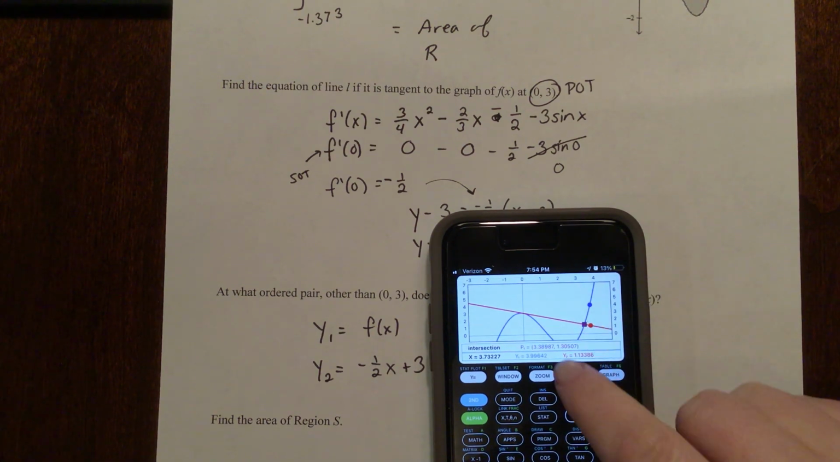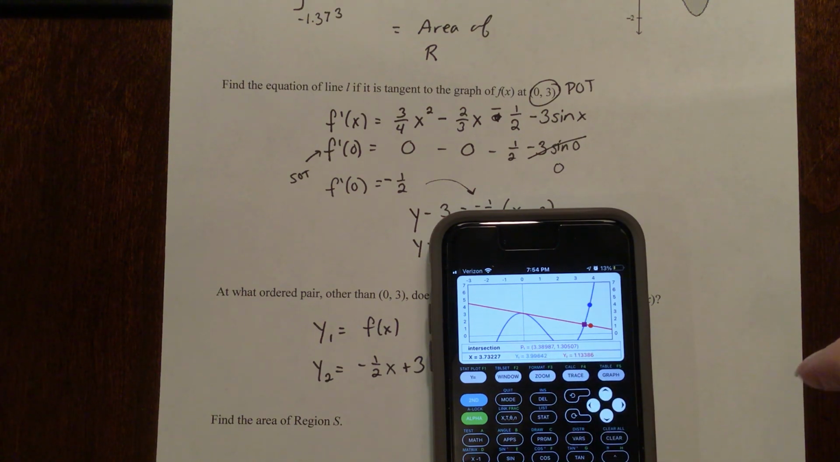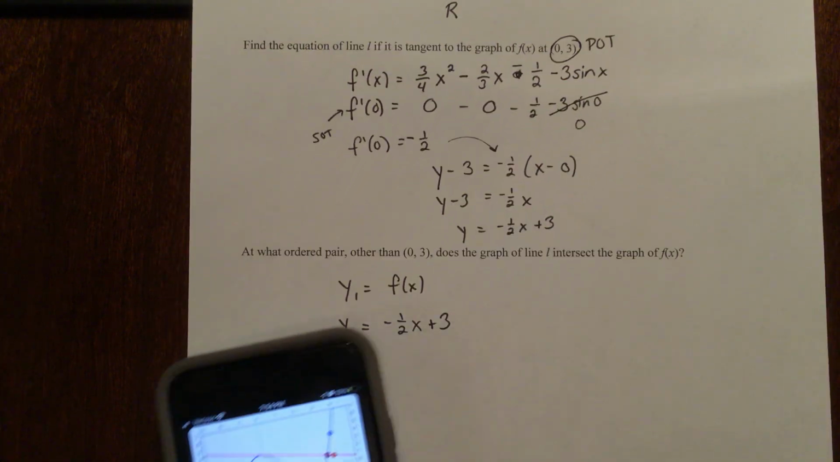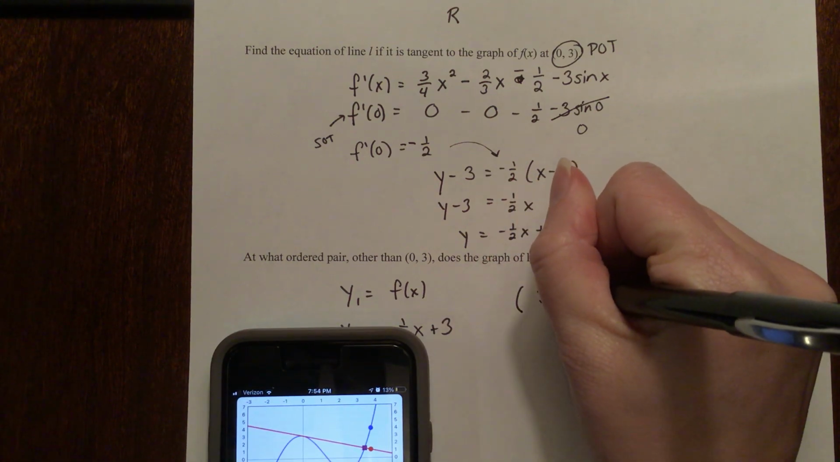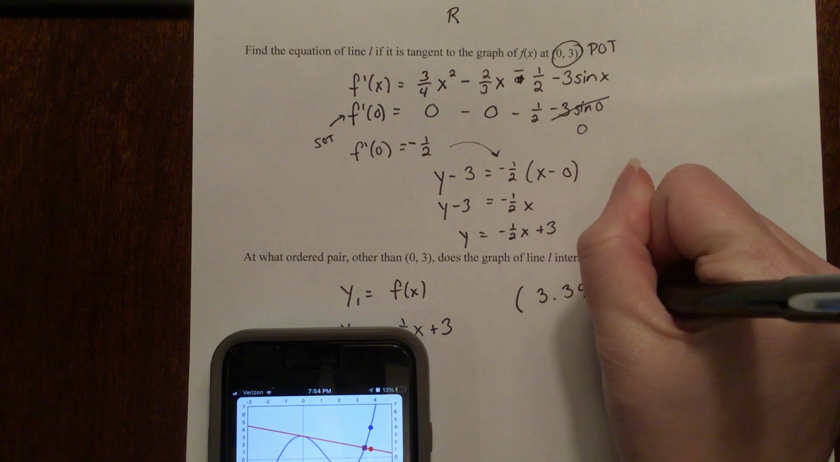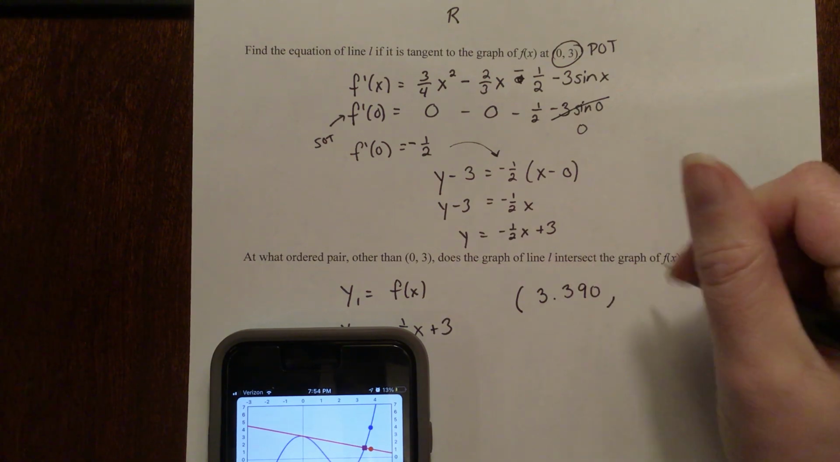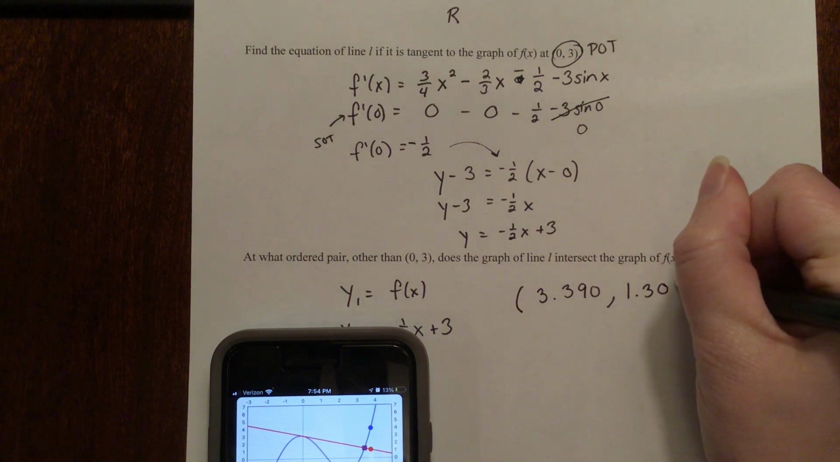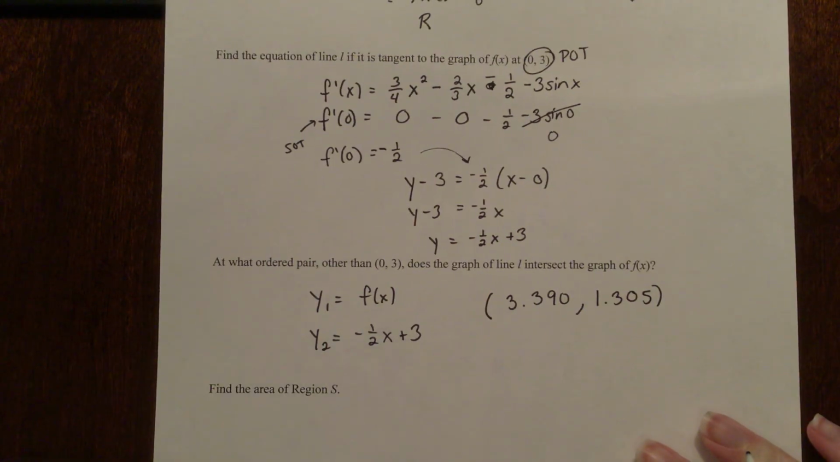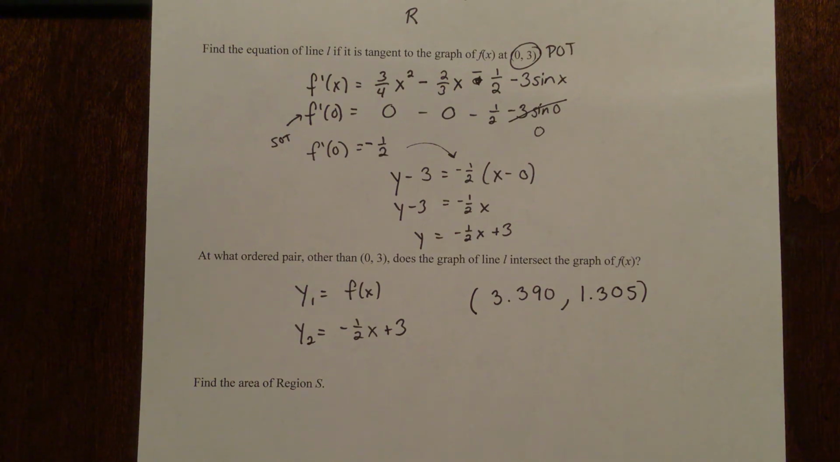And then there is a point of intersection at 3.3897, 1.305, etc. So the point is 3.390, and then the y value 1.305. Cool. X value, y value of that point of intersection.